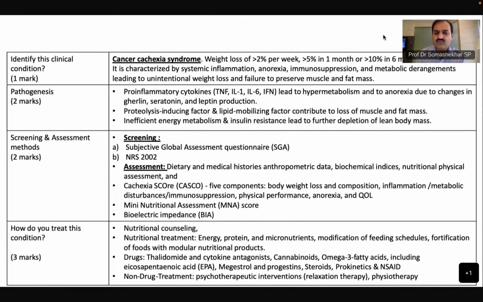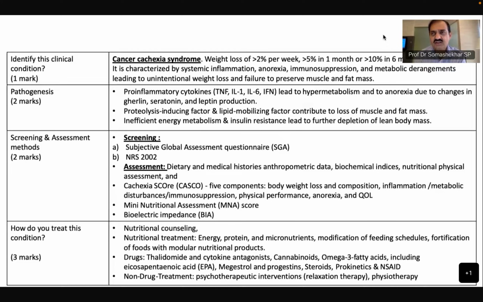Then there is the CASCO score, that's called a cachexia score. Components: body weight loss, body composition, inflammation, metabolic disturbance, physical performance, anorexia, quality of life. Then we have MNA score, then we have bioelectric impedance, also we have MUST score. How do you treat? Nutritional counseling, energy, protein, micronutrient, feeding schedules, some drugs like thalidomide, cannabinoids, omega-3 fatty acids. The most common drug used for management of cancer cachexia is progesterone. Remember this.